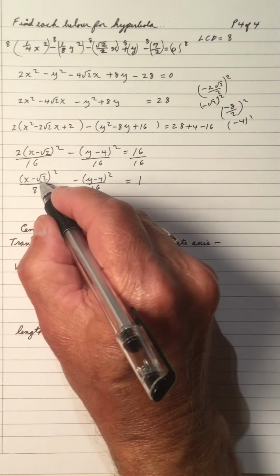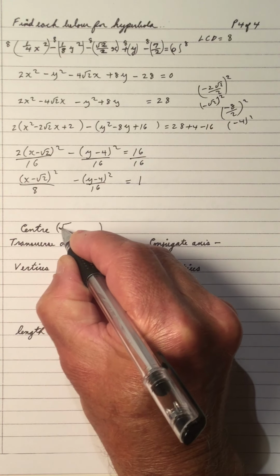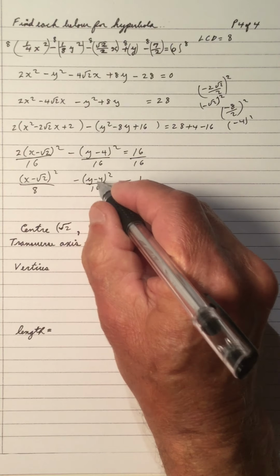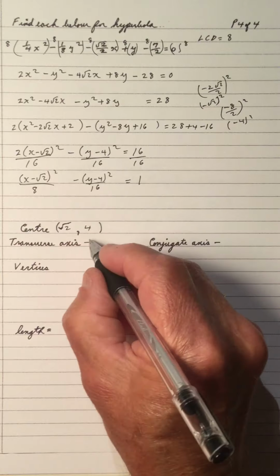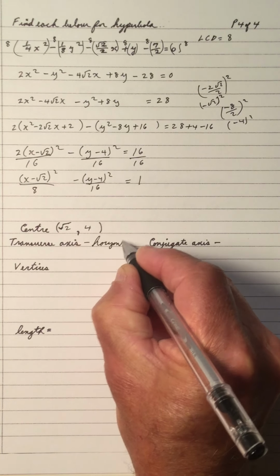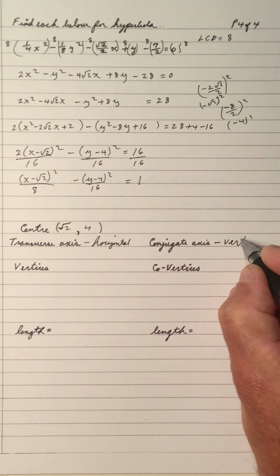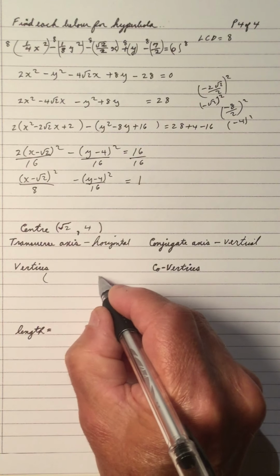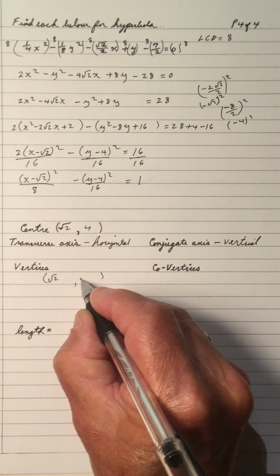The center is the opposite of a negative root 2, which is root, I almost made that a negative root 2 then. The opposite of a negative root 2 is root 2. Opposite of a negative 4 is a 4. Because the x is positive and y is negative, the transverse axis is horizontal. That means the conjugate axis is vertical. The vertices, let's see what the vertices are. The center is root 2 and 4.